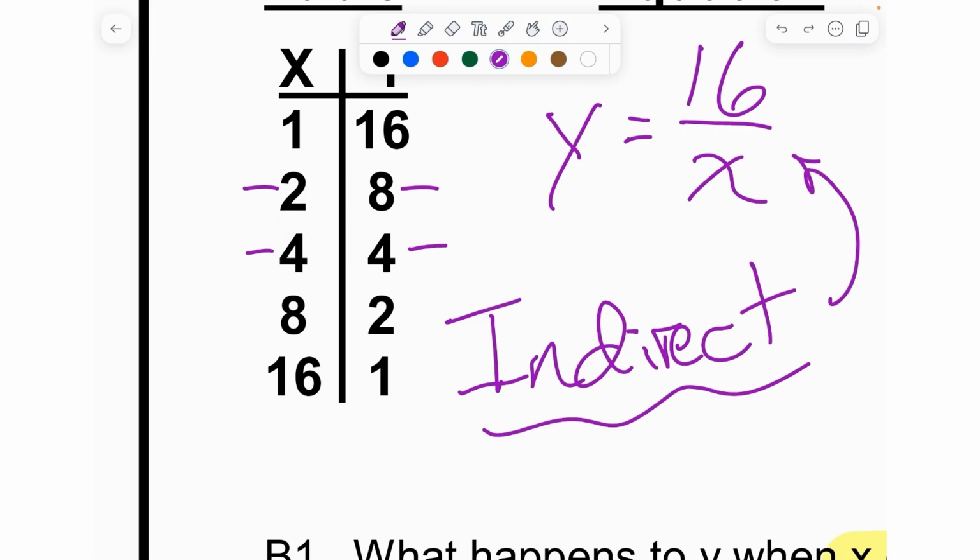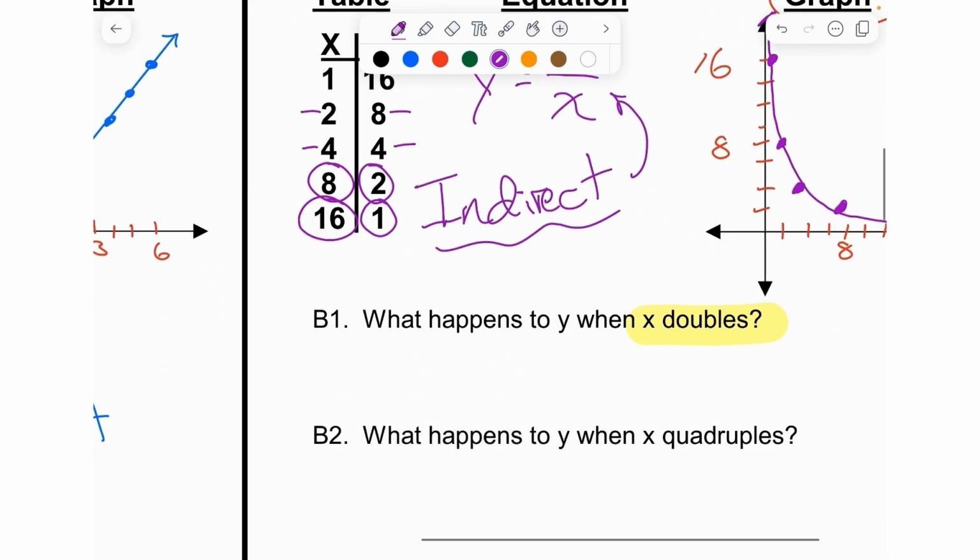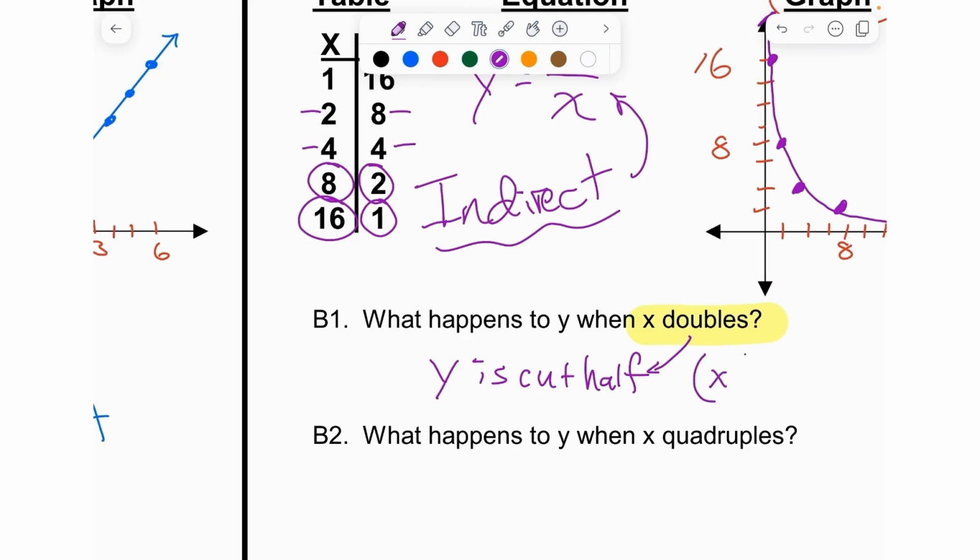Should we maybe try another one? How about we go to 8? So if 8 doubles, it definitely turns into 16. So what happens to my y value? My y value is 2, and it looks like it's going to turn into 1, so it also got cut in half. Now, a little harder, but basically we're noticing that the inverse thing is happening. So x is doubling, y is cut in half. And if you don't like that word cut in half, you could just say that it gets multiplied by a half.